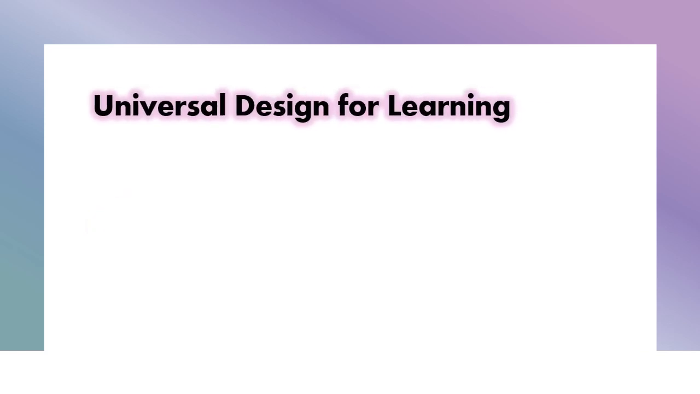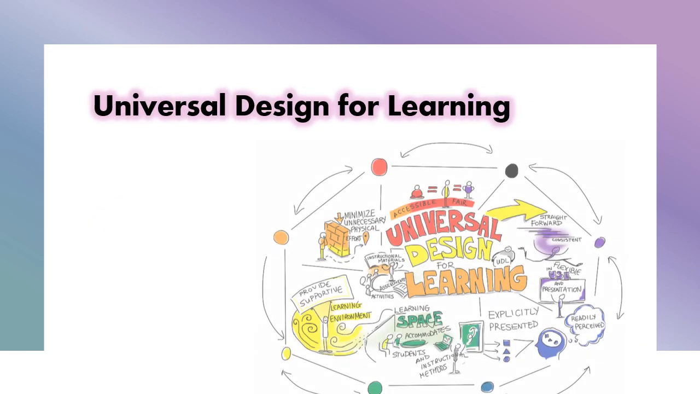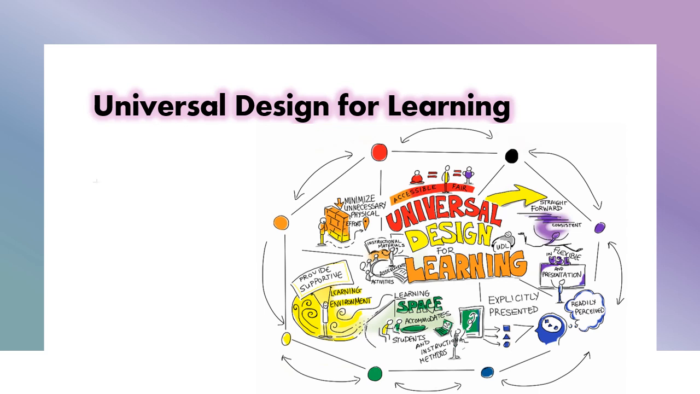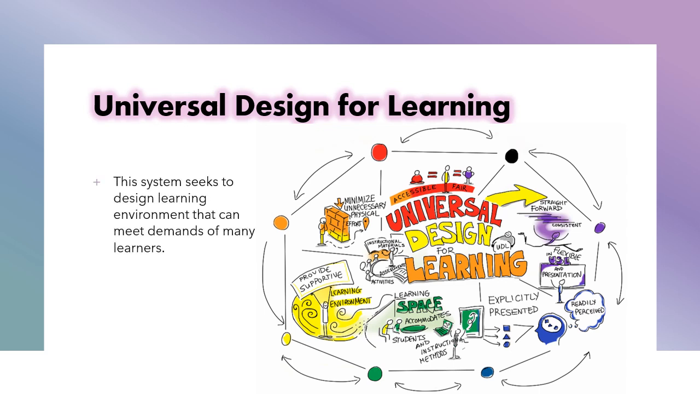Universal design for learning. This system seeks to design a learning environment that can meet the demands of many learners. Here are some ways teachers can use universal design for learning in a classroom to promote inclusivity, with the first point being various methods of representation. To accommodate different learning styles, include content in a variety of media, for example, texts, audios, and videos. Apply a variety of resources, images, and materials that show information in different ways. Promote the usage of tech support for students who could find it useful.